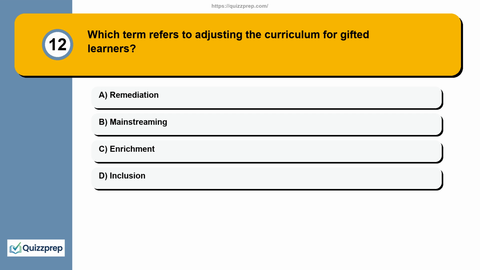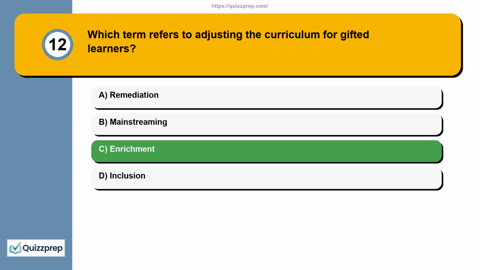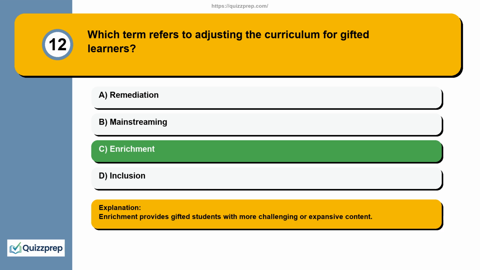Question 12. Which term refers to adjusting the curriculum for gifted learners? Here are your options. Option A. Remediation. Option B. Mainstreaming. Option C. Enrichment. Option D. Inclusion. The correct answer is option C. Enrichment. Explanation. Enrichment provides gifted students with more challenging or expansive content.